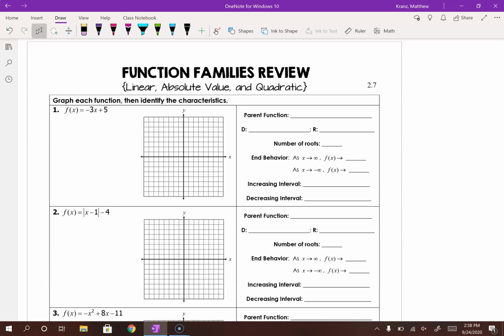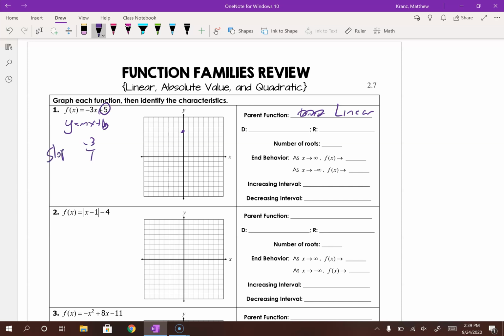So the parent function for this is what's called a linear function. Linear. There we go. Because you see that this is in the form of y equals mx plus b, so it's a straight line. And remember, the way we graph this is that this is our y-intercept, so we go up to 5, and our slope is negative 3 over 1. So it means we're going to go down 3 and over 1, down 3 over 1, down 3 over 1, down 3 over 1.